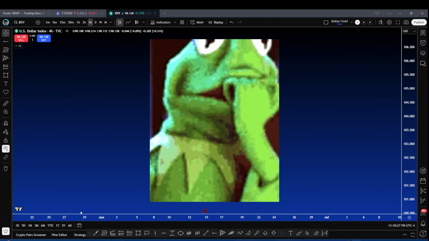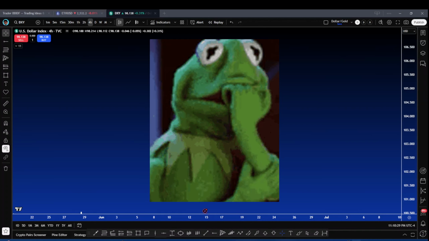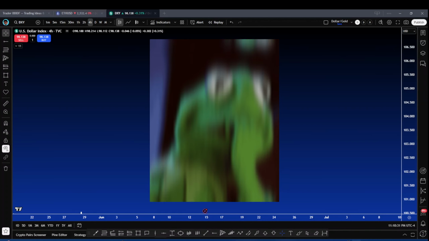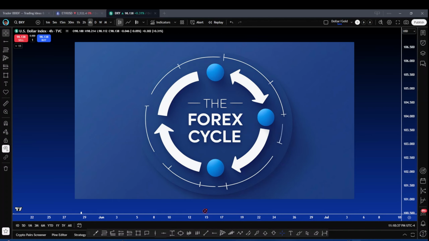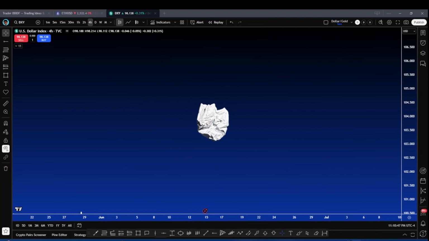Now you've got to get in there and figure out, hey, when do I get in? Where do I get out? Et cetera. And one of the things I'm going to tell you about is the cycle, the Forex cycle. I'm really going to give you something that's going to change your trading forever. With that cycle, you will understand when you have a good setup versus a bad setup.